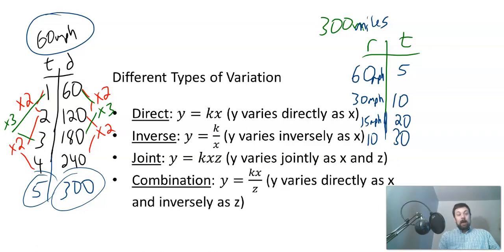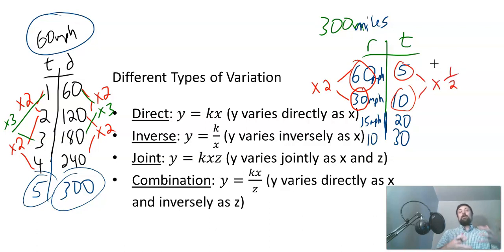Now, what's the pattern here? Well, if I cut my speed in half... actually, this is kind of backwards from how I usually do it. I must have done these numbers in reverse order from how I normally do it. Let's look at it this way. If you go from 30 to 60, you are doubling your speed. If I double my speed, it cuts my time in half, from 10 hours to 5 hours.